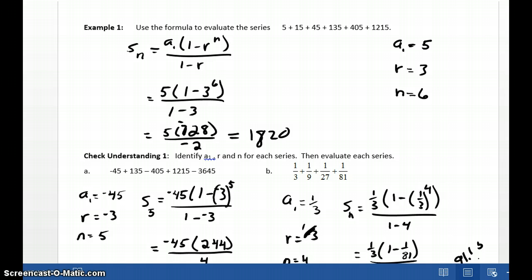The sum is given by the formula a sub 1, quantity 1 minus r to the n over 1 minus r. A sub 1 is 5. 1 minus 3 to the 6th power over 1 minus 3. If we just simplify this, we end up with 5 times negative 728 all over negative 2, which reduces to 1,820. And that's the sum of that series.